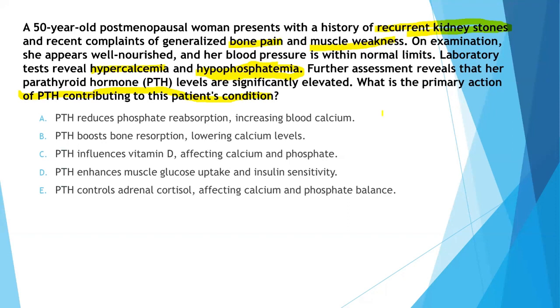So further assessment reveals that her PTH levels are significantly elevated. So what is the primary action of PTH in this patient? A: PTH reduces the phosphate reabsorption, increasing the blood calcium. B: PTH boosts bone resorption, lowering the calcium levels. C: PTH influences vitamin D, affecting the calcium and phosphate. D: PTH enhances the muscle glucose uptake and insulin sensitivity, or E: PTH controls the adrenal cortisol, affecting the calcium and phosphate balance. Please pause the video and think what is the answer.